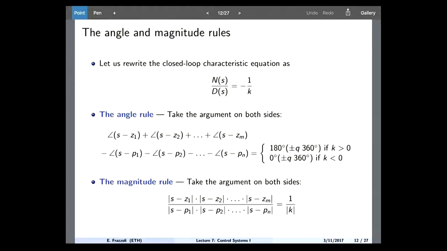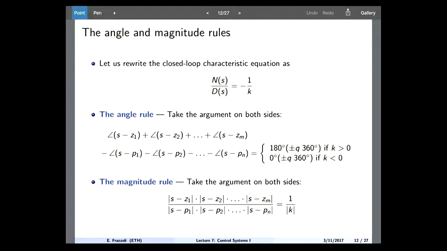So these are the rules. We'll go through a number of rules and we'll do examples. You can also rewrite that characteristic equation just by rearranging these polynomials in this way. Now the ratio of numerator over denominator must be equal to -1 over k. This is the same as before, just a different way of writing this equation.